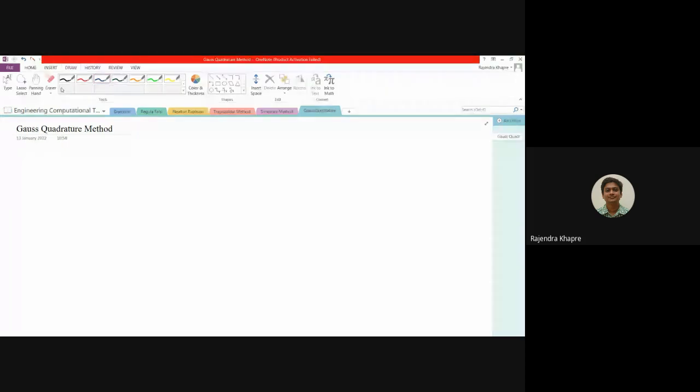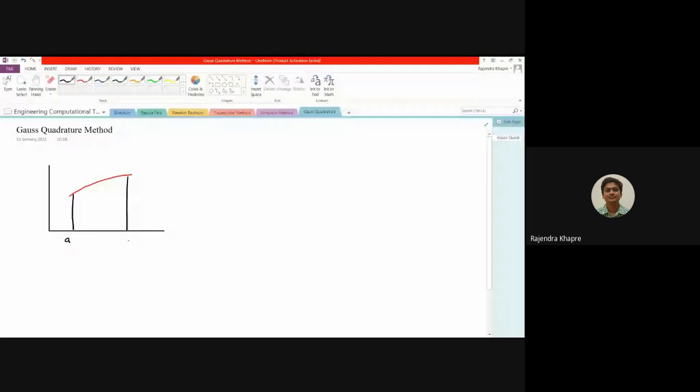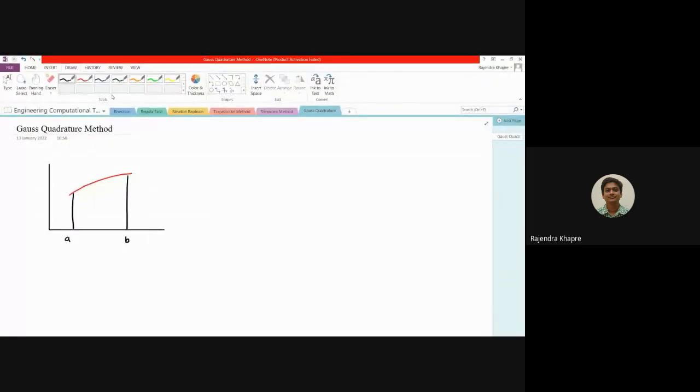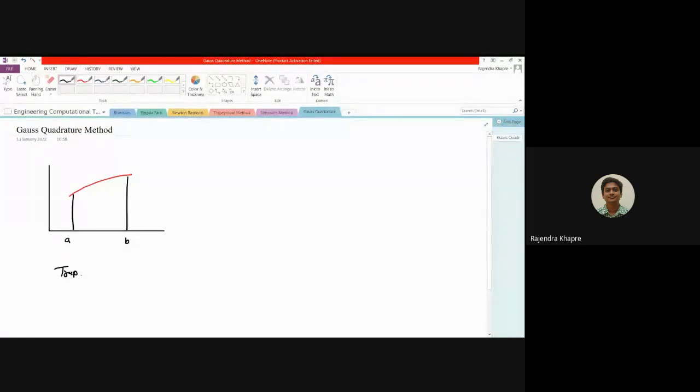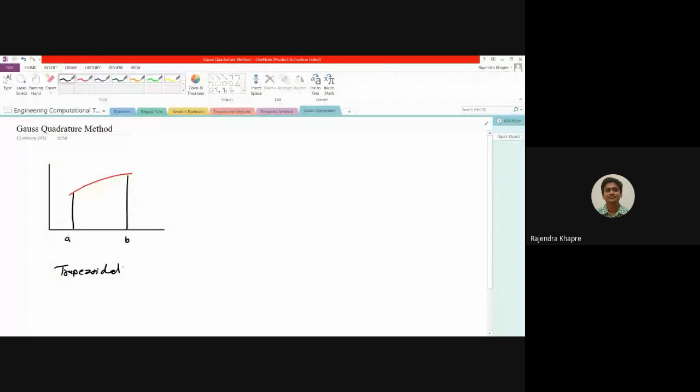Sometimes it is also called the Newton Gauss Quadrature method. So now let us first try to understand the fundamentals. For example, you have this curve, the way we are drawing it like this, and we have to integrate between these two limits. So this is your a and this is your b. Now when I talk about the trapezoidal method, this is the trapezoidal method.